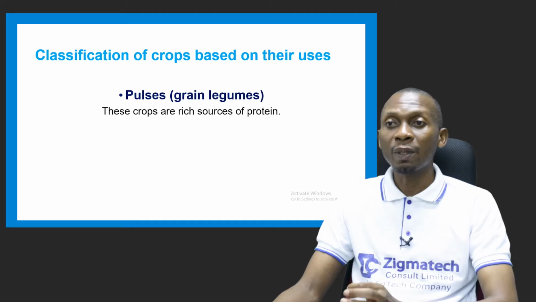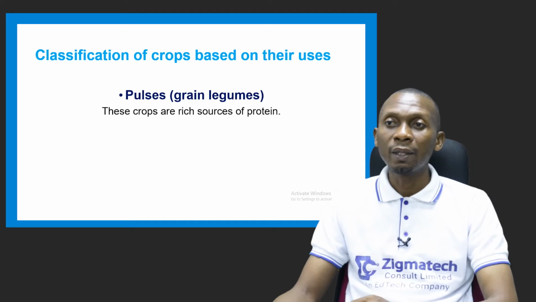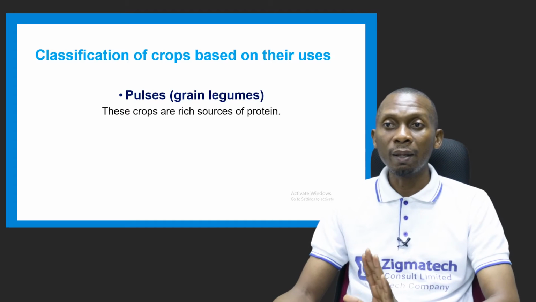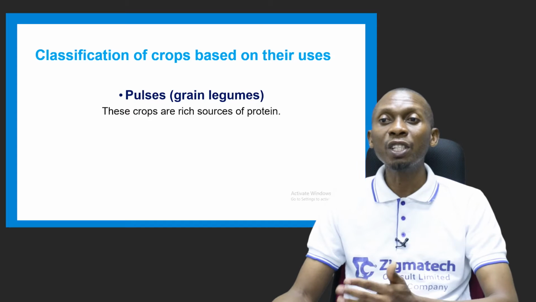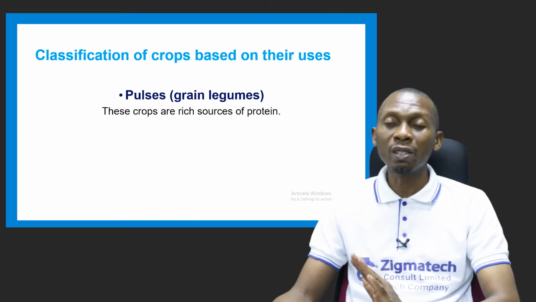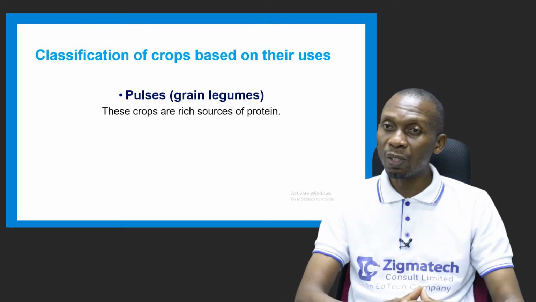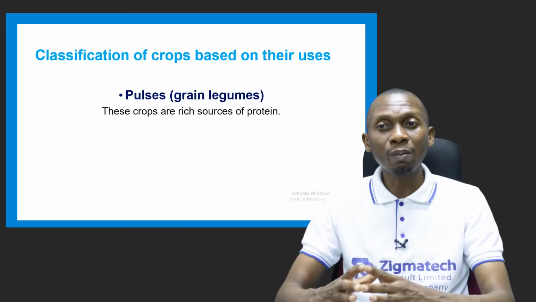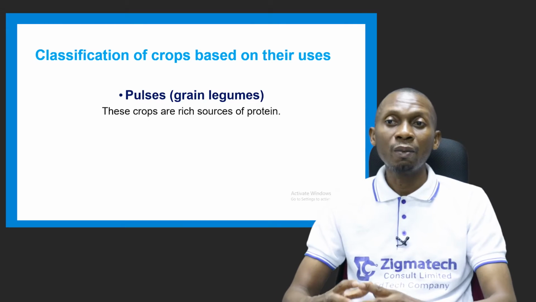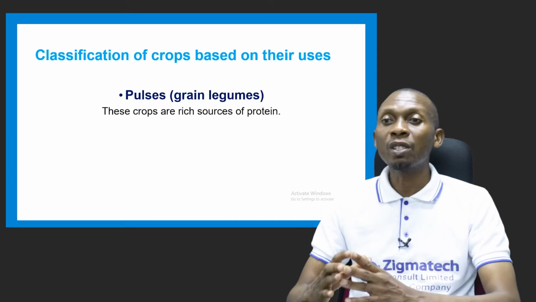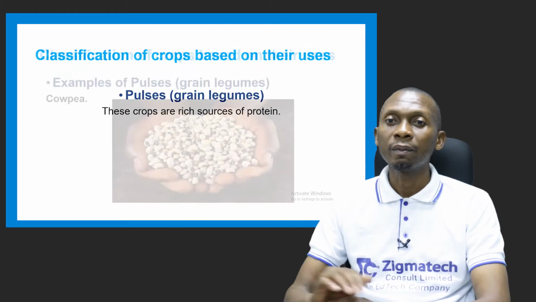We also have crops that are called pulses. So we're looking at crops based on their use. Pulses are crops that are rich in protein. They are rich sources of protein. Remember we said cereals are a rich source of carbohydrate. Now we're talking about pulses, which are also called grain legumes. They are rich sources of protein.